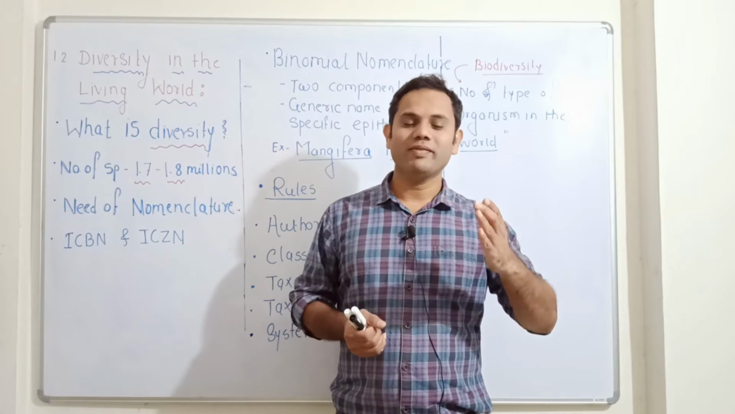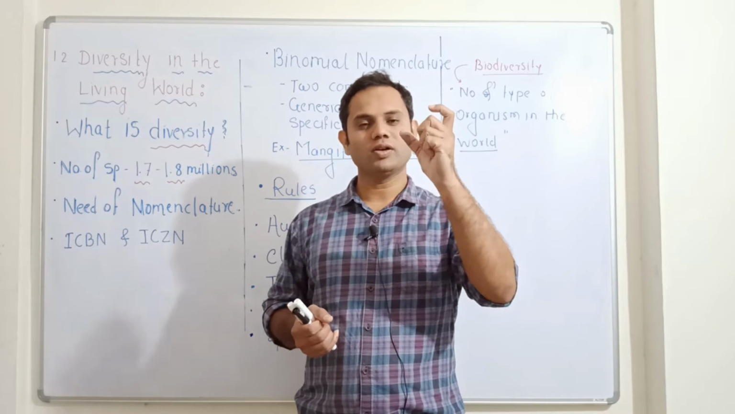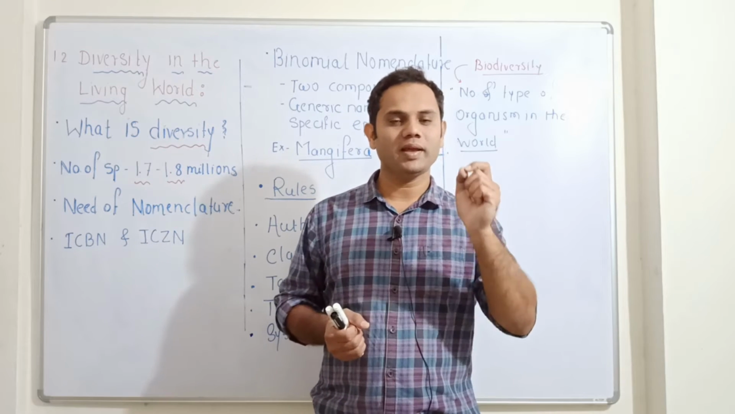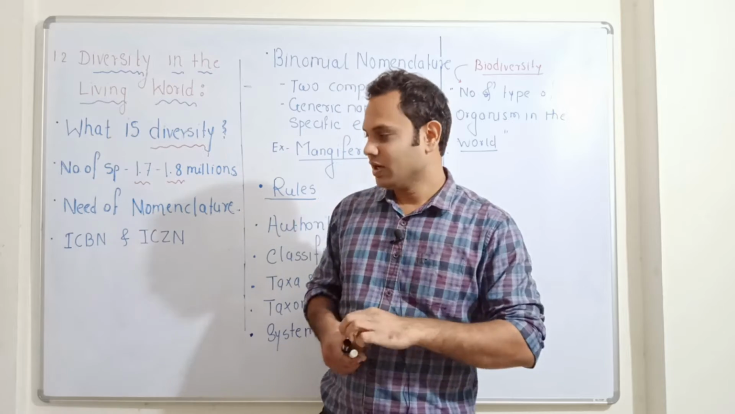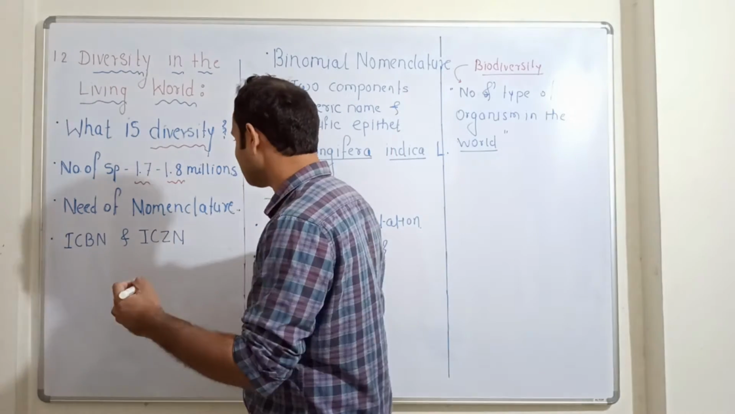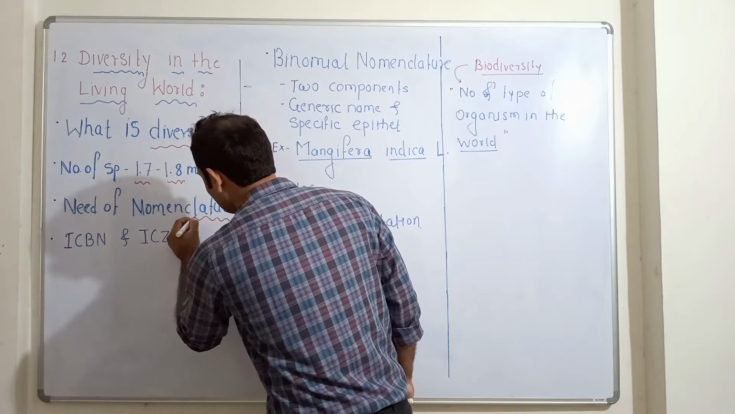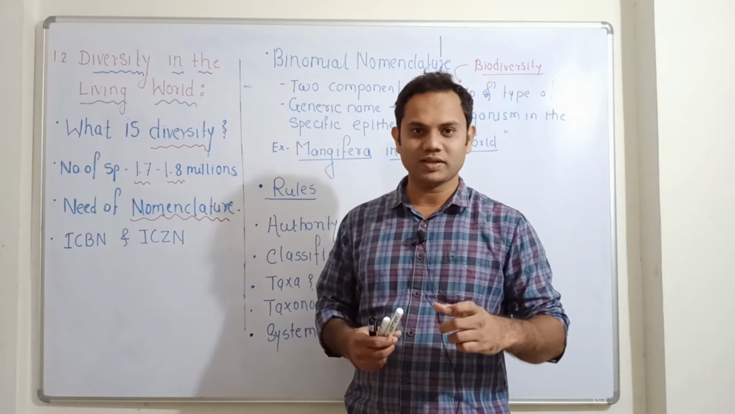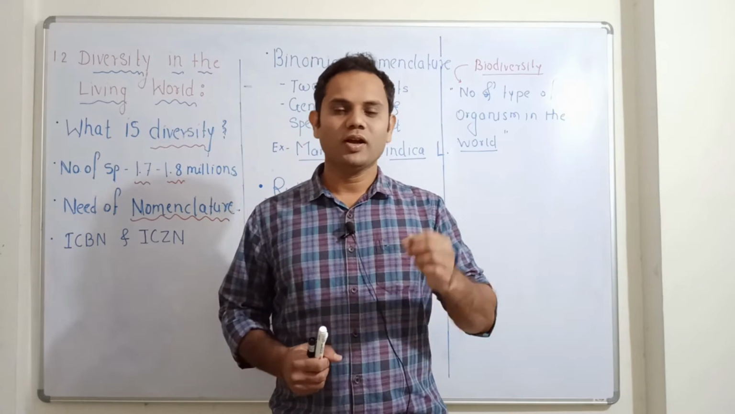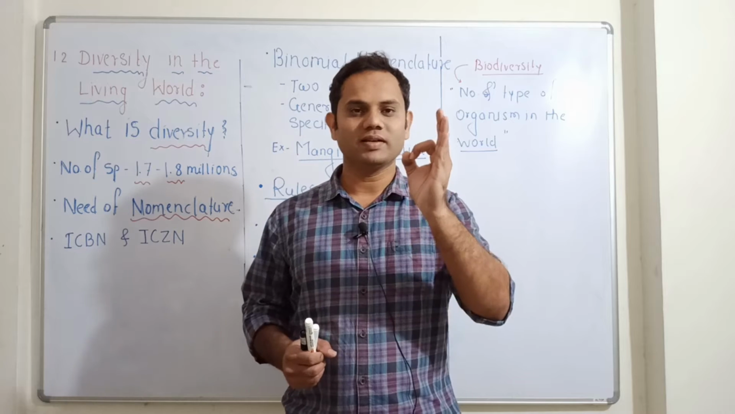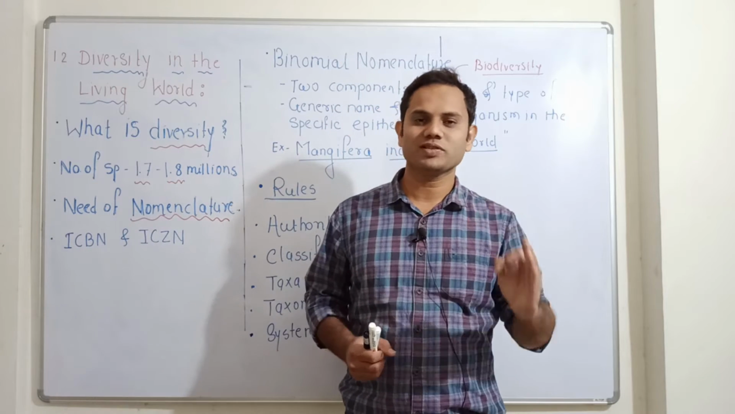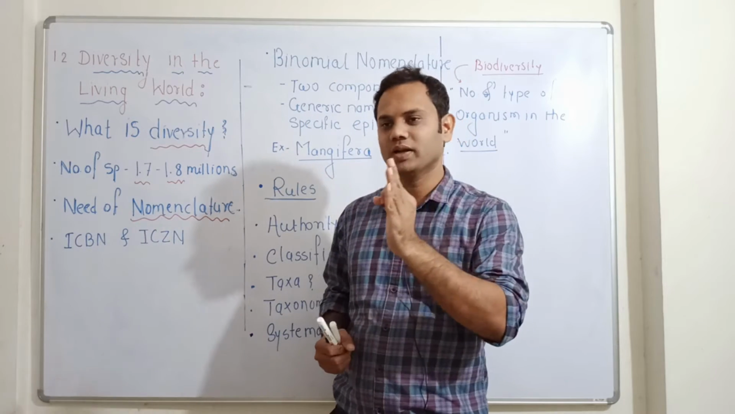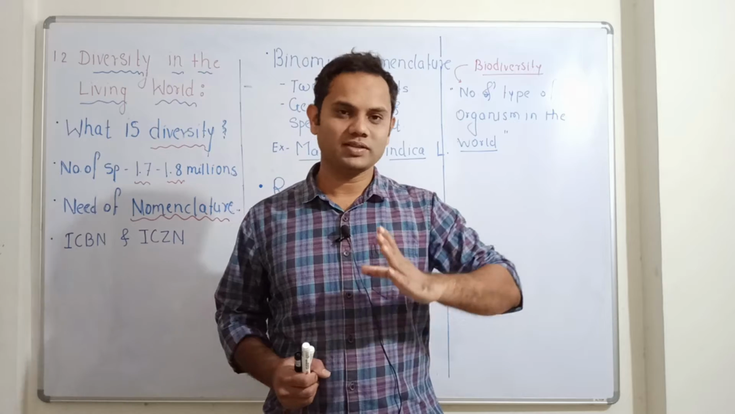So giving a particular or unique name to the organism, to the individual, is a very important aspect. Giving names to a particular species is called nomenclature. What do you mean by nomenclature? Nomenclature is a science, or a process, of giving names to that particular organism.